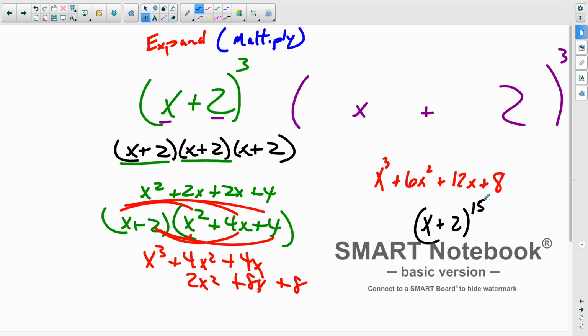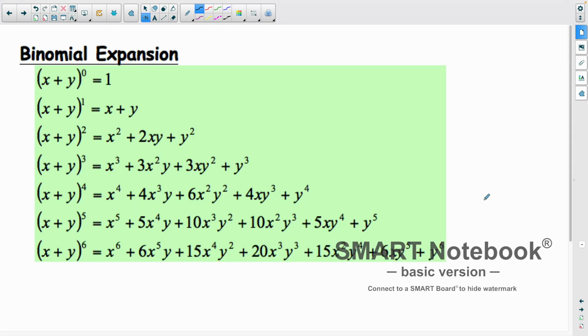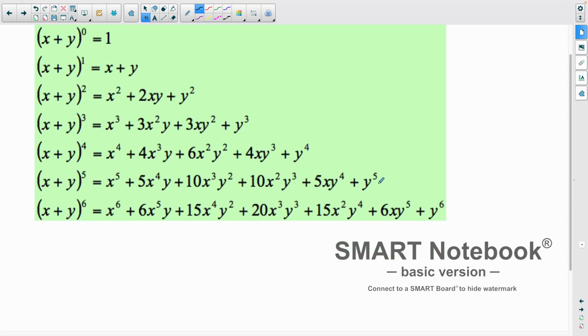In your note packet, I gave you this. It's on the very last page, or the second to last page. On this one, I have expanded the first 6 or 7 of these as you're going. I want to look at the patterns here. So look through here, and I want you to see if you can see some patterns. Right below there, it's got some questions that we're going to answer, so that can help you through that.